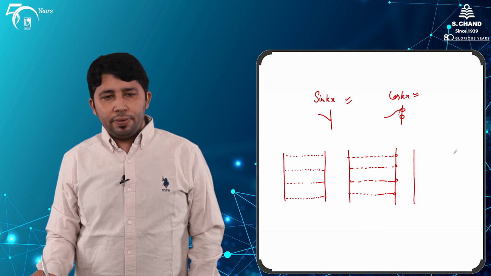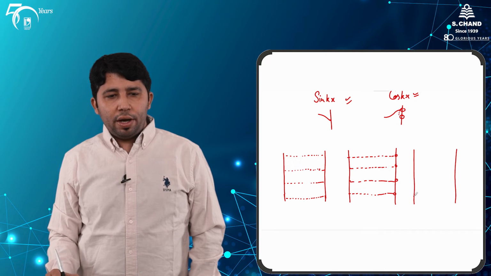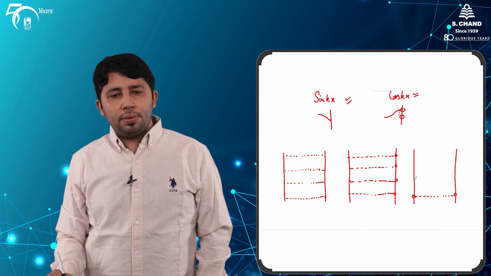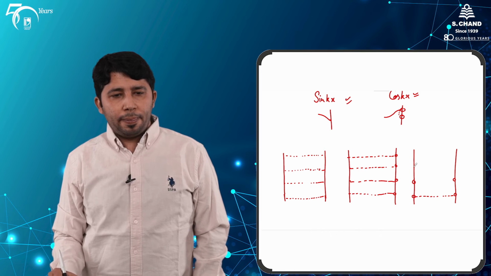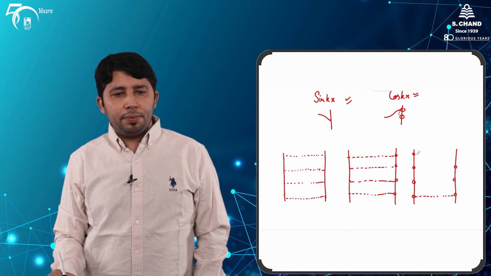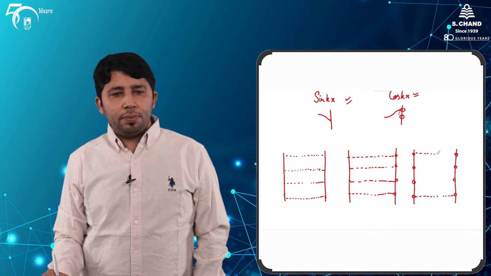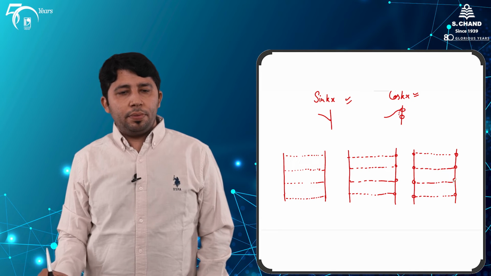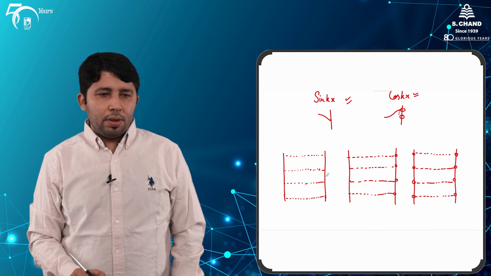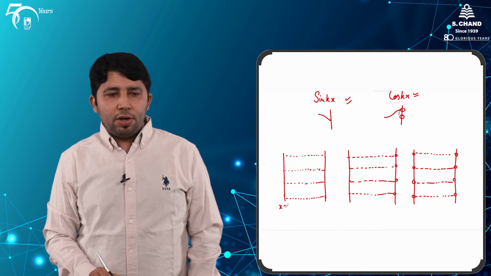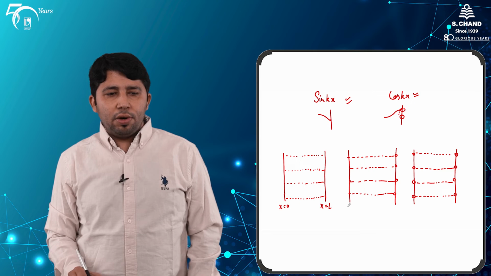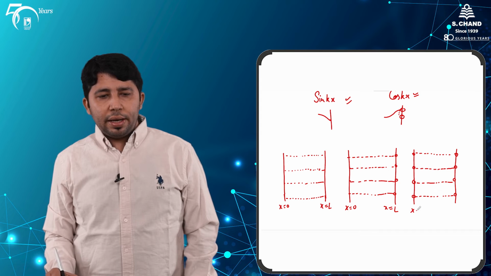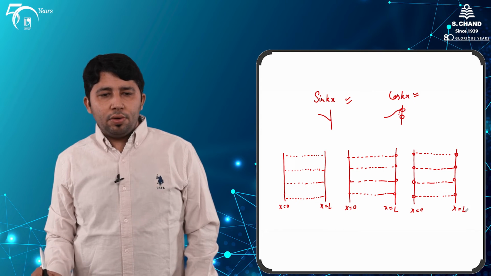and finally the state in which we have both rings, both free ends. So consider this is x equal to 0 and this other wall is x equal to L. Similarly, for all cases, x equal to 0 and x equal to L.